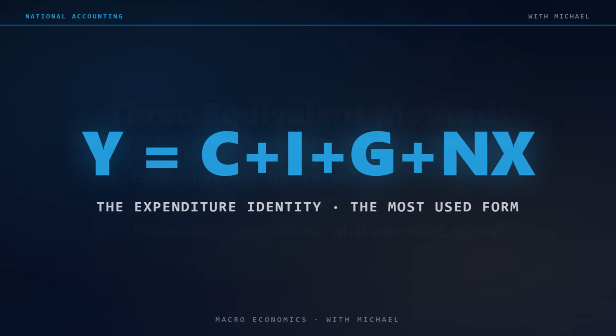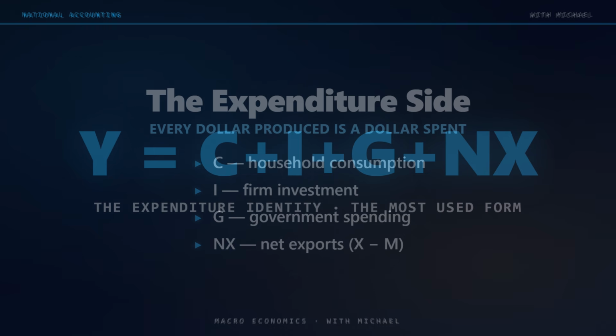Let's focus on the expenditure approach, the most commonly taught and the most intuitive. Output, denoted Y, equals consumption C, plus investment I, plus government spending G, plus net exports, exports X minus imports M. Y equals C plus I plus G plus X minus M. This is the core identity.